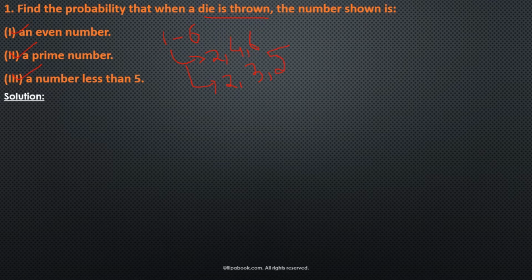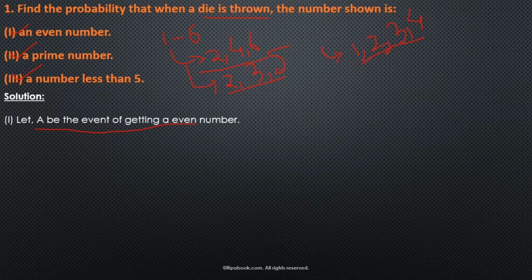Okay, then a number less than 5. What are the numbers less than 5? These are 1, 2, then 3 and then 4. Okay students, so these are the numbers. So there are a total of 3 even numbers, a total of 3 prime numbers and 4 numbers that are less than 5. After you have understood it, let's move on to the solution part.